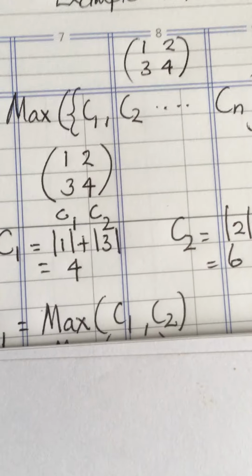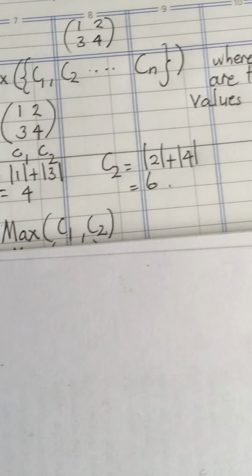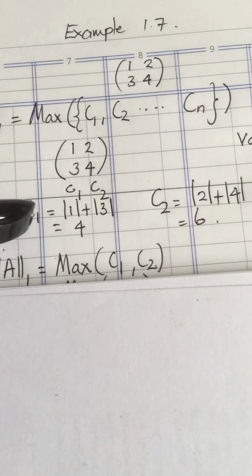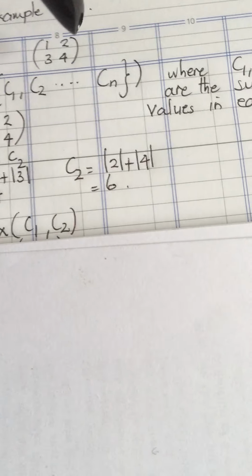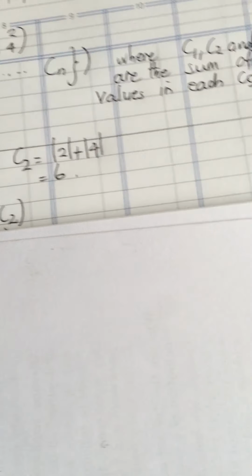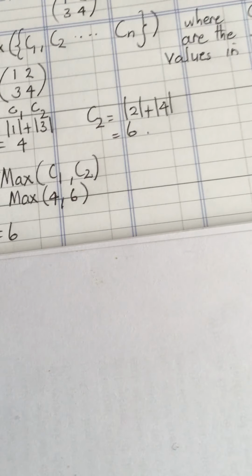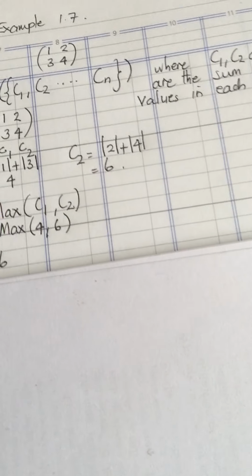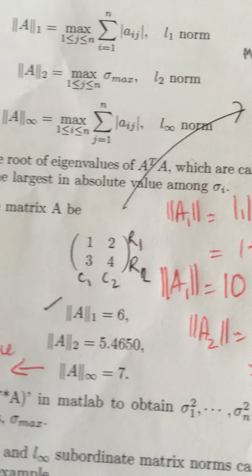I rewrote the matrix in terms of column 1 and column 2. Column 1 is the absolute value of 1 plus the absolute value of 3, which gives 4. Column 2 is the absolute value of 2 plus the absolute value of 4, which is 6. A1 is the maximum of column 1 and column 2, and the list goes on if your matrix gets bigger. The maximum of 4 and 6 is 6, which matches the one given in our notes.